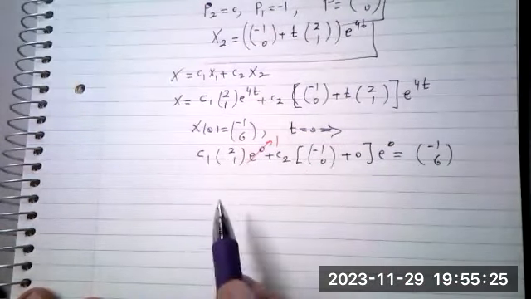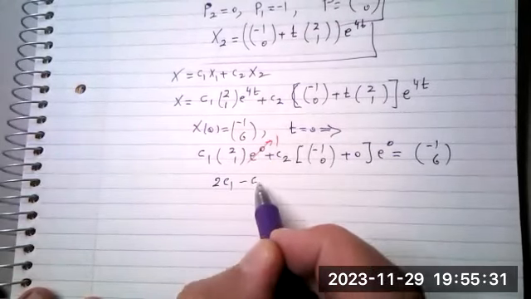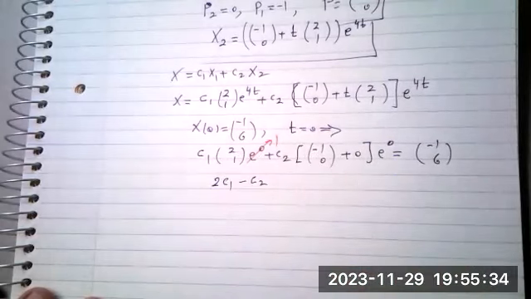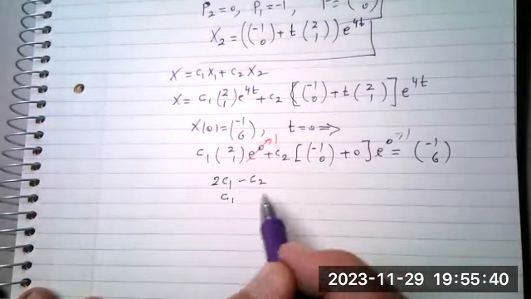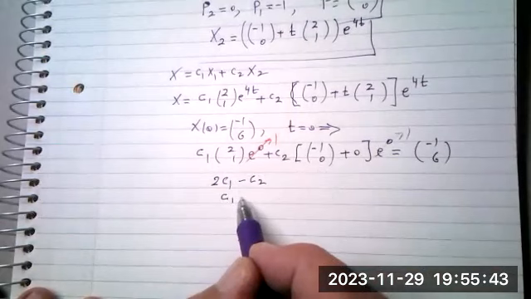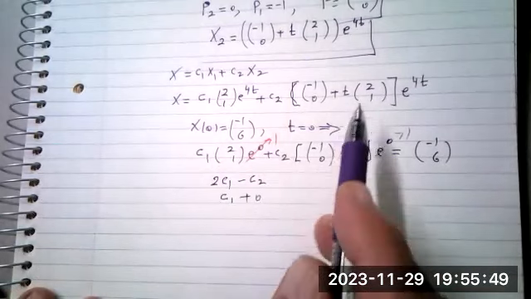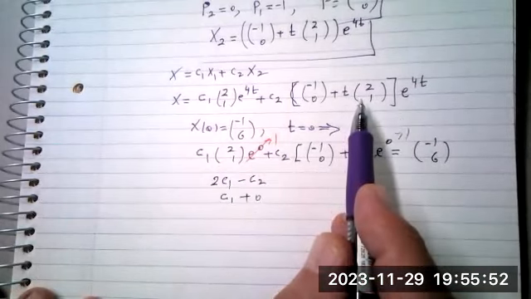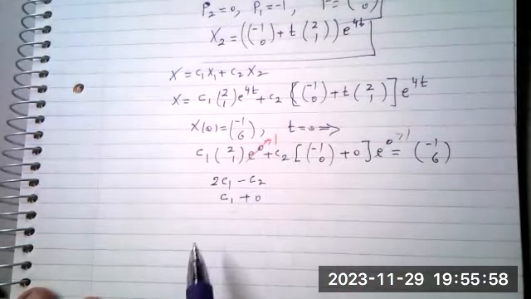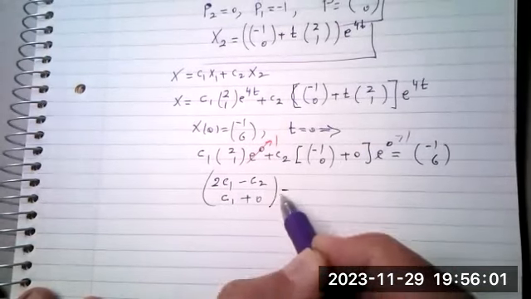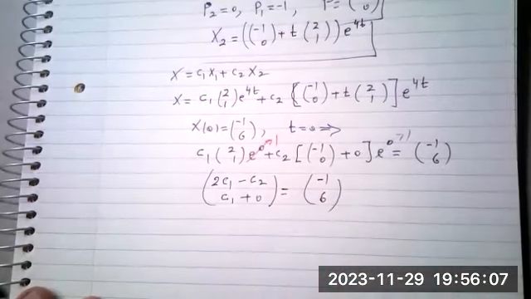First component: this is going to be 2C1 minus C2. And the second component is C1 plus 0. I didn't miss anything, t was equal to 0. So this is going to be equal to the condition that we have, negative 1 and 6.